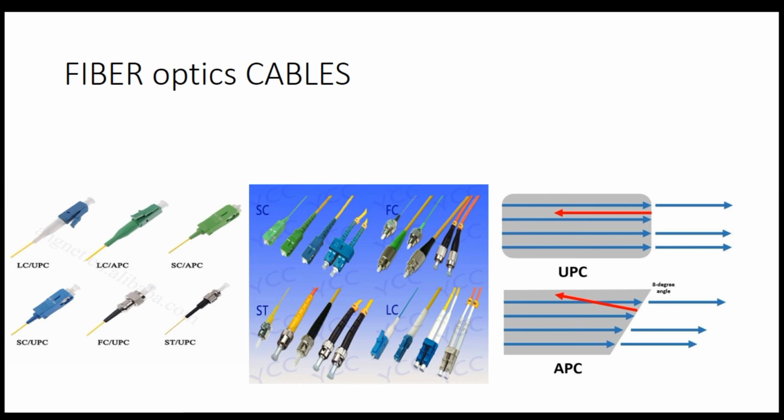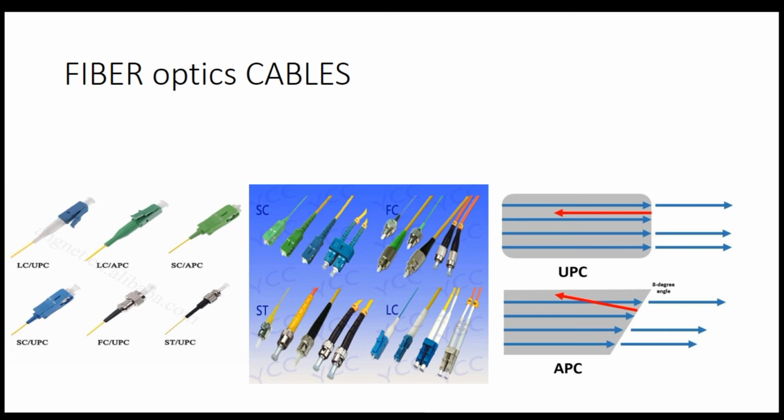The main types of connectors for fiber termination are ST, FC, SC, LC. As you can see here: SC, FC, ST, LC. The types usually used inside the data center are LC and SC.